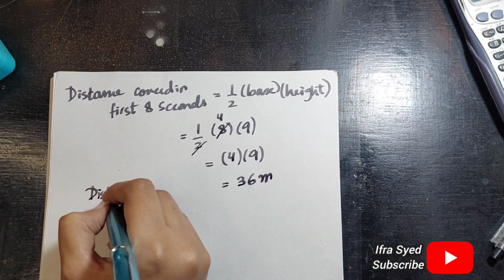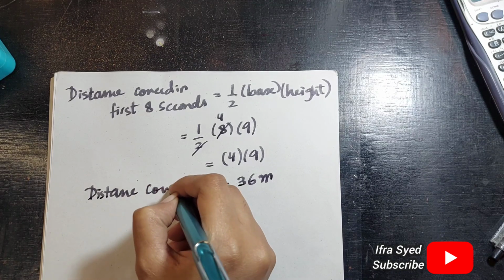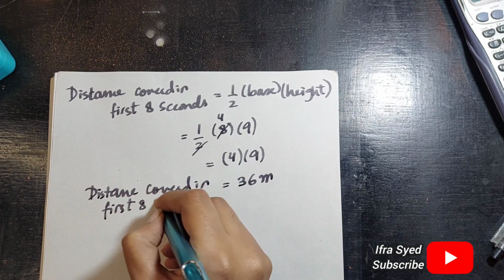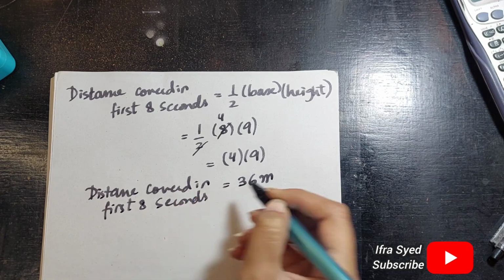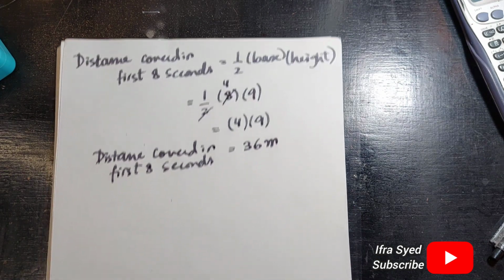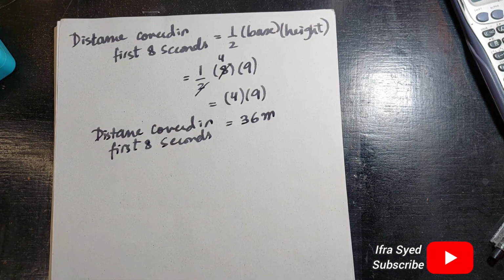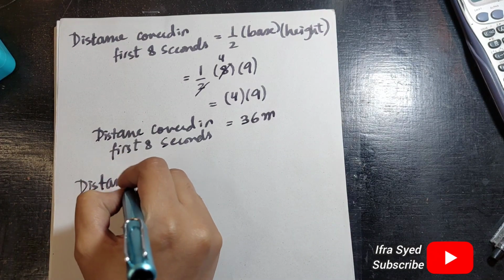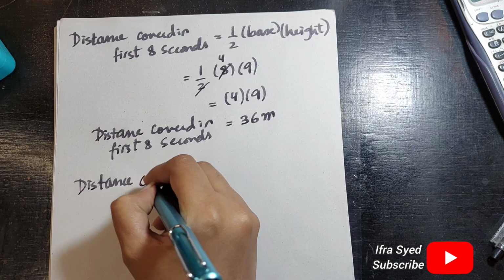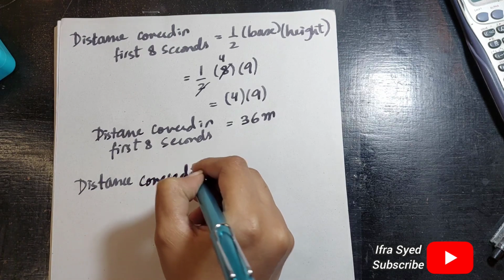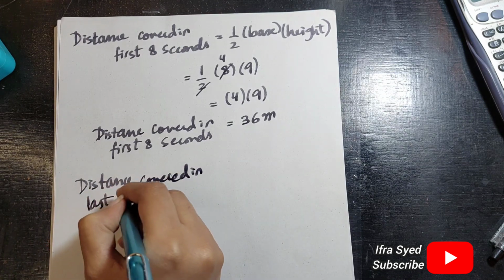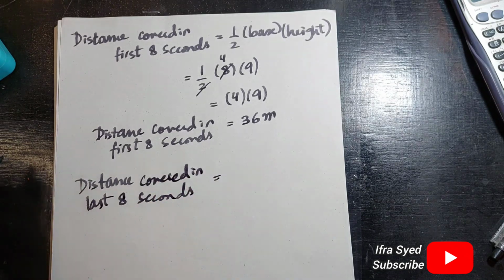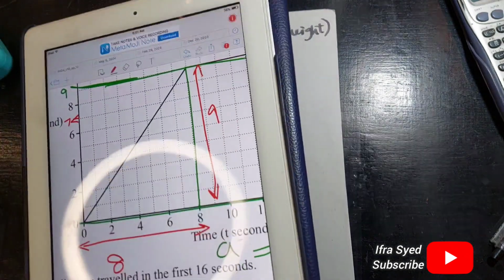So distance covered in first 8 seconds is equal to 36 meters. And now we need to find the distance covered in the last 8 seconds. So distance covered in the last 8 seconds is equal to, so now let's move back to the graph.